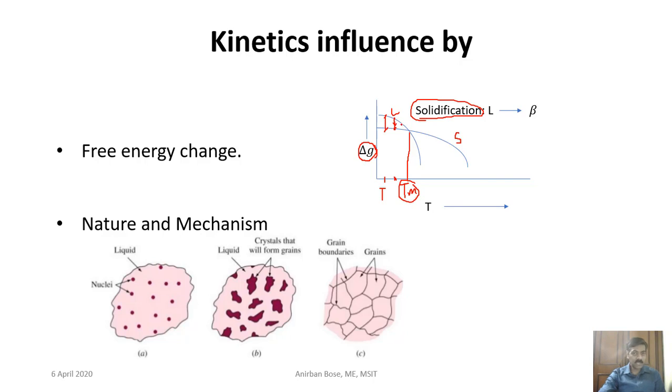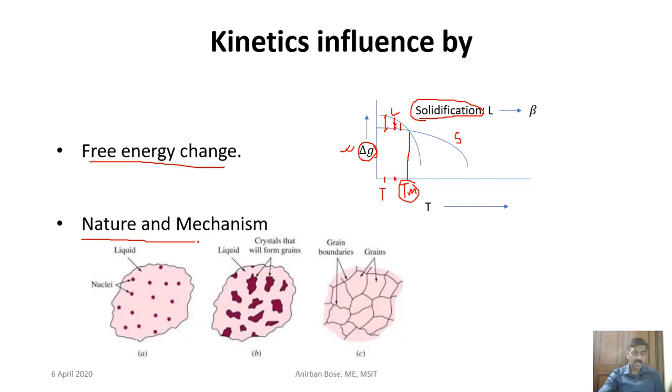But if the temperature at which you are keeping it is very close to the melting point, then you find that this gap is very small, so it is expected that the solidification rate will not be very high. But at a sufficient amount of undercooling or supercooling, you will find that the rate will be higher. So these are the preliminary ideas that we are getting from the consideration of the free energy change. I think this concept is clear, okay.